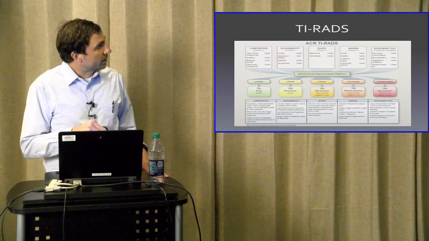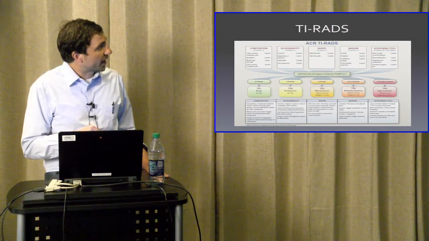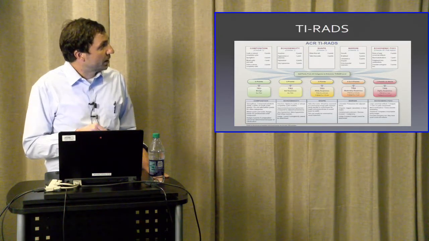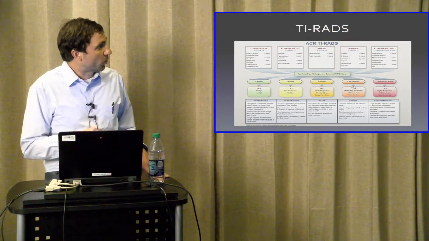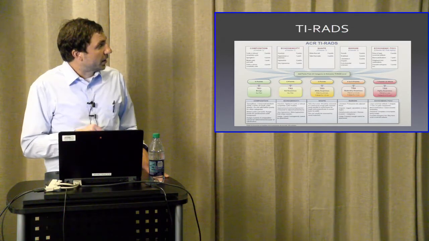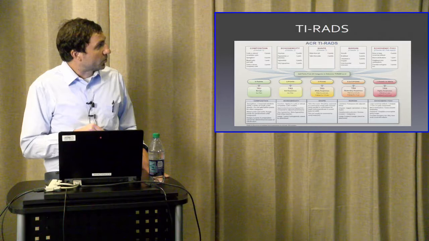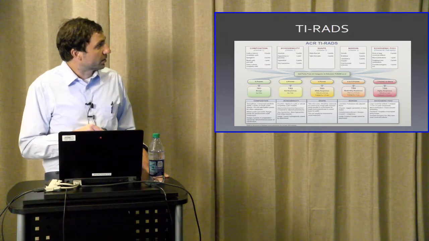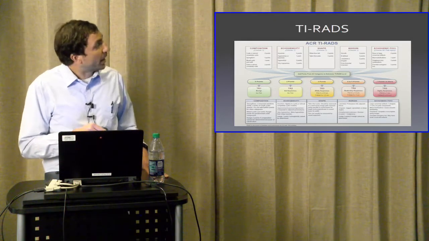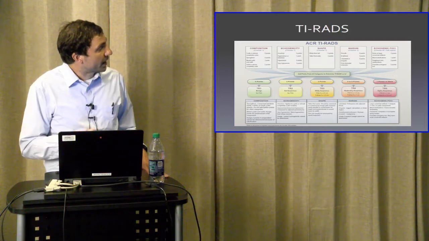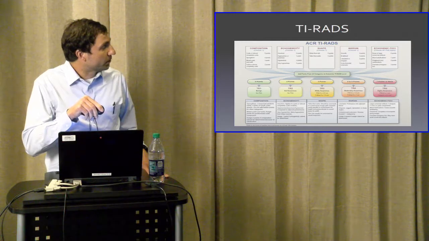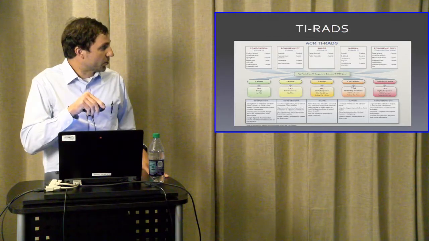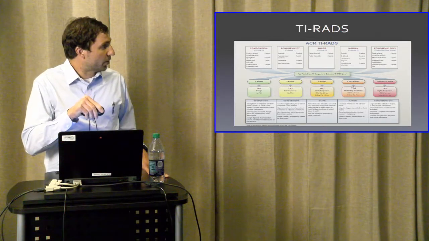The least suspicious of those categories are assigned usually 0 points. As you go down to more suspicious features, they're assigned higher points. So you go through each category and give the nodule a score based on its components. And those get added together to give you a total point score. Based on the total point score, the nodule is assigned to a TI-RADS 1 all the way to a TI-RADS 5.